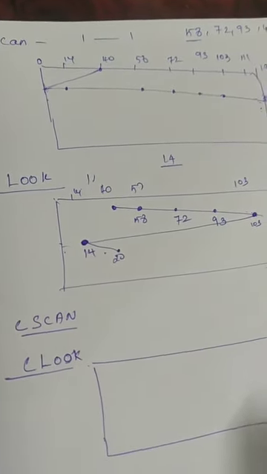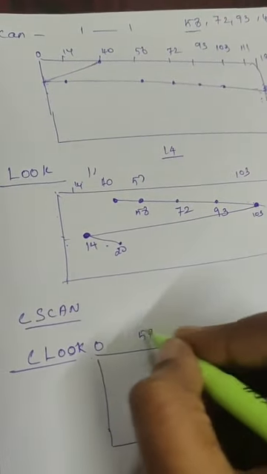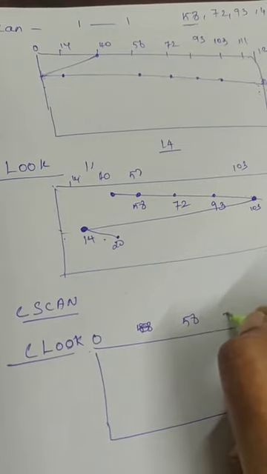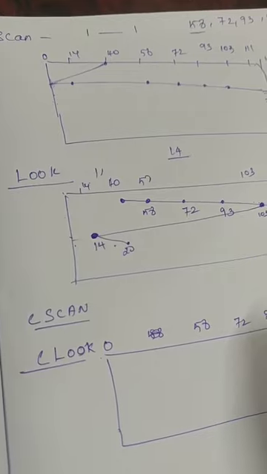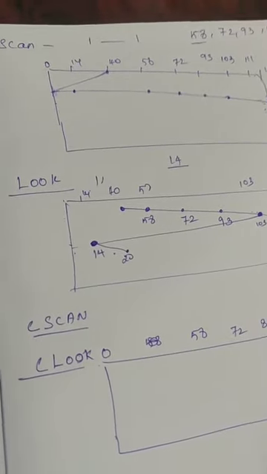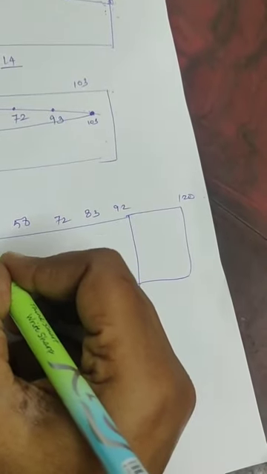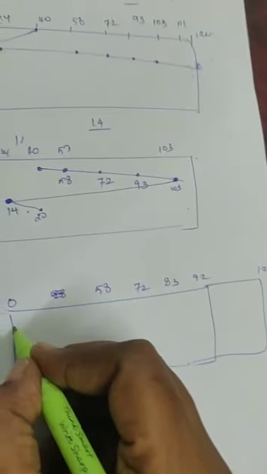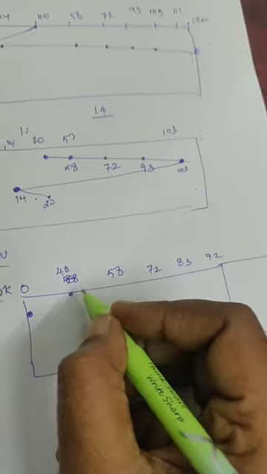It starts from 0, 58, 72, 83, 92. Let us assume, like, here we have 120. Okay, so it starts from this 0. Let us assume, like, on 40 I am holding my track.